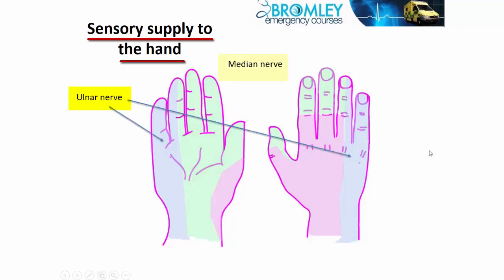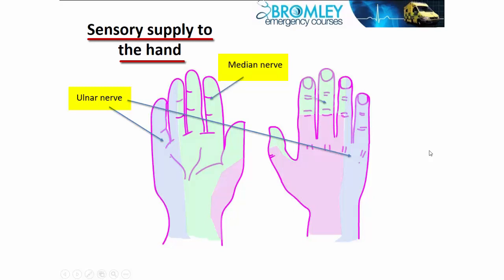The median nerve is responsible for the rest of the palm, and on the back of the hand it's responsible for the tips of the other fingers. The radial nerve has a small area on the palm, usually just at the base of the thumb, and then it has a large part of the back of the hand up to the proximal interphalangeal joints, excluding the area that's handled by the ulnar nerve. So those are the sensory areas in the hand.